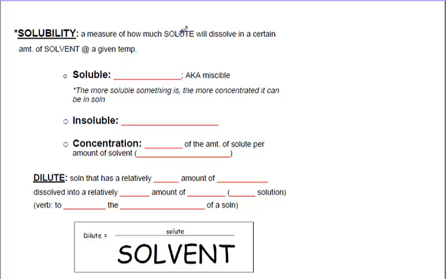Solubility is a measure of how much solute will dissolve in a certain amount of solvent at a given temperature. That is the actual definition of solubility. Soluble means something will dissolve. That is also known as something being miscible. Okay, not admissible, but miscible. And the more soluble something is, the more concentrated it can be in a solution. It's going to be easier for it to dissolve, so it's going to make something very concentrated. Insoluble means that it will not dissolve.